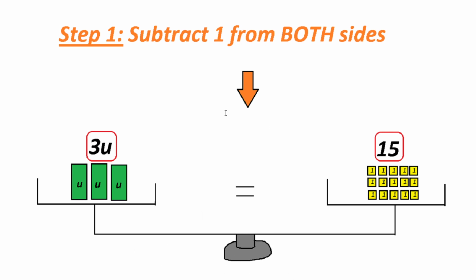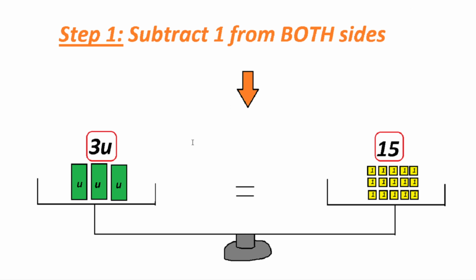Now I kind of showed you the next step, but we're still going to think about what we should do next. Now we have 3u is equal to 15. Remember, this is really 3 times u. So again, we have a one-step equation here. We want to take the opposite of multiplication, and the opposite of multiplication is division. So we can divide this 3 away from both sides. Divide 3 away from this side, and then divide 3 away over here.